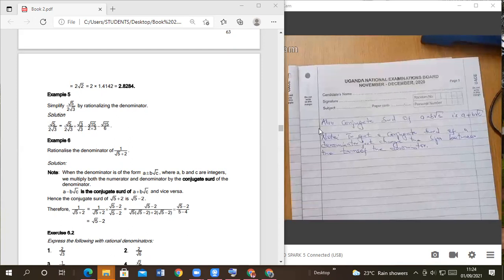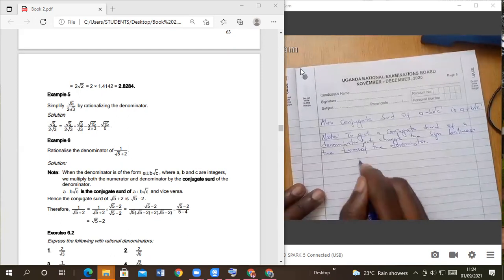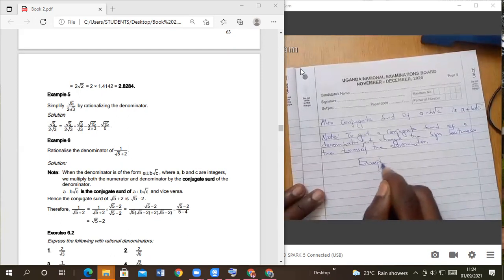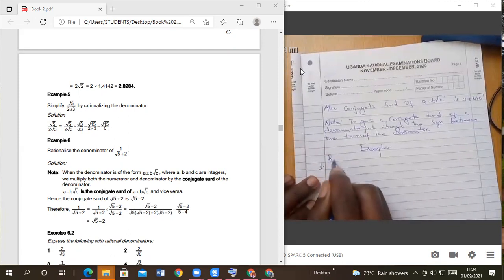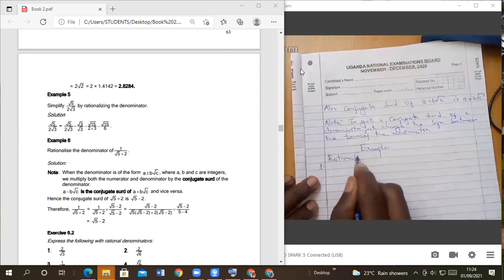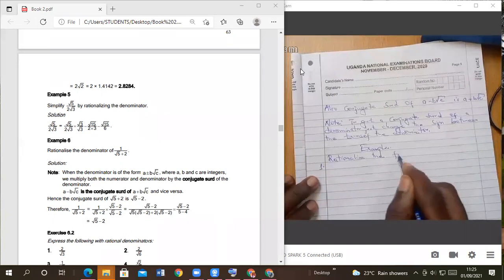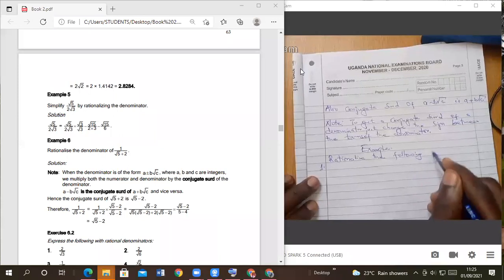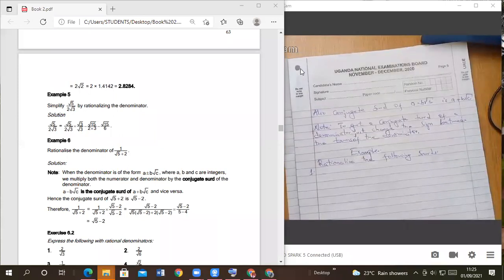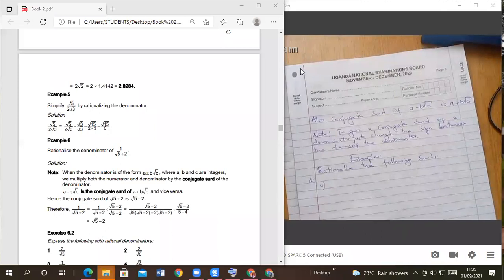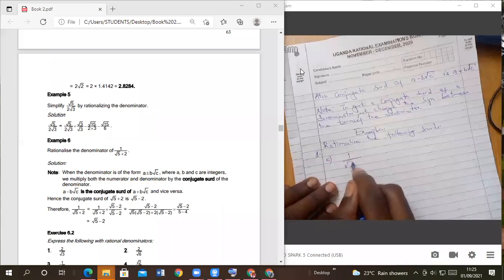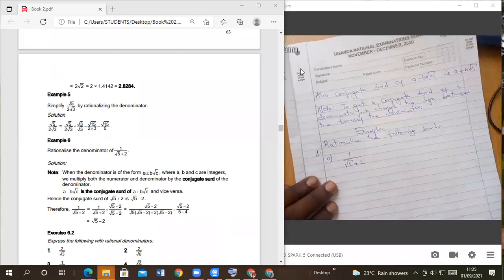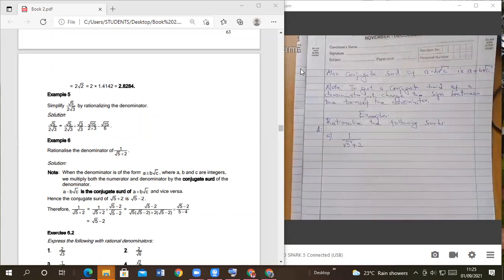Members, are we together? Yes, teacher. Very good. Let's look at examples. Example number 1. Rationalize the following surds. A: here I have 1 over root of 5 plus 2. Let's start with that one.